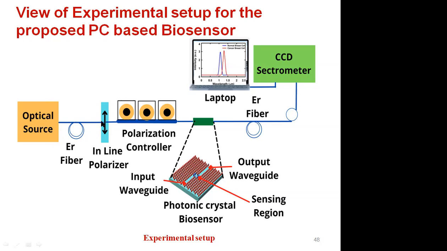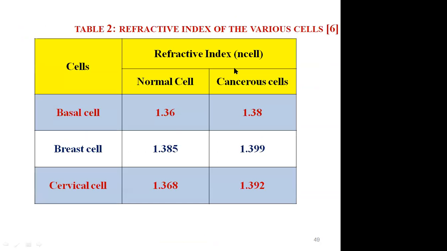Some light will be coming through this. There is a polarization. When it comes to this sample, I'll show you the results. These are the refractive indices of the normal cell and the cancerous cell. The basal cell has a refractive index of 1.36. If a normal cell is infected with cancer, the refractive index will be 1.38. For breast cell, it is 1.385 and 1.399, and for cervical cell 1.368 and 1.392.